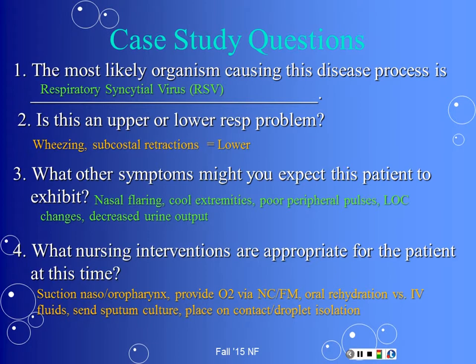We already talked about the sputum culture. Oral rehydration versus IV fluid. You're going to talk about that more when you talk about GI and gastroenteritis and things like that. But primarily, the first thing we always do if the patient can drink, because it's least invasive, for mild to moderate dehydration, you're going to rehydrate them orally with clear fluids, Pedialyte, that kind of stuff.